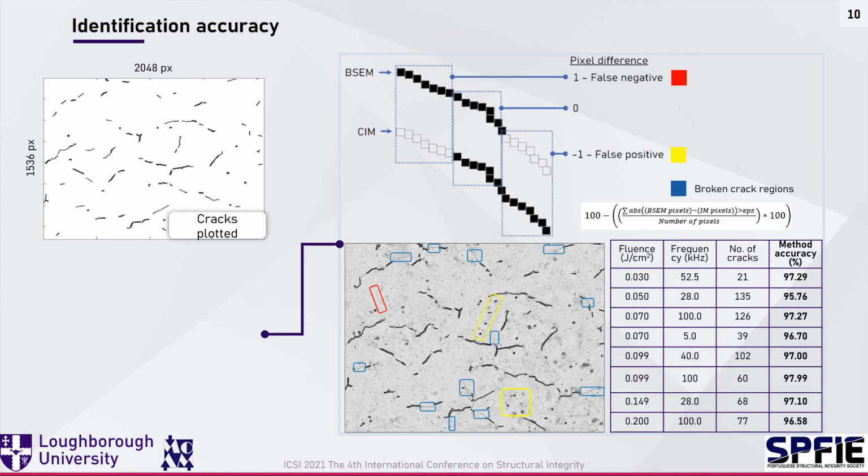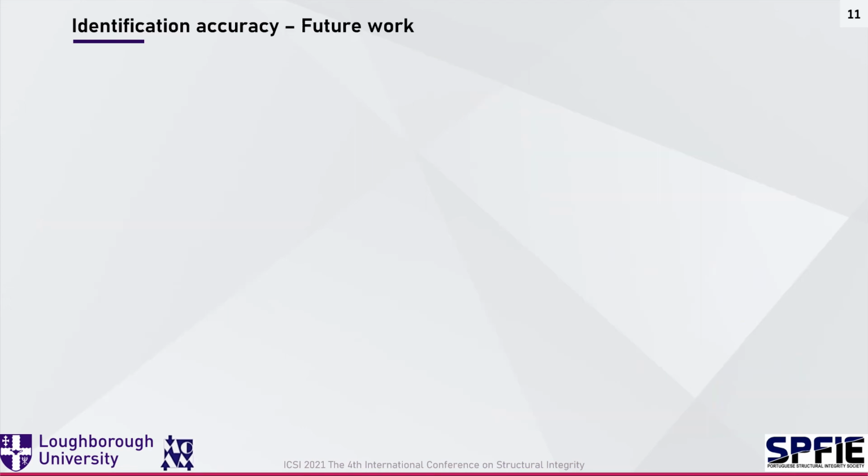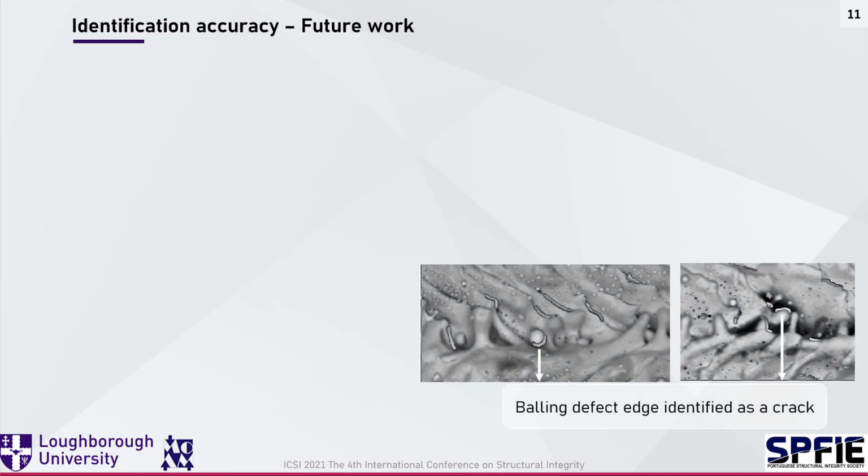Broken cracks were the most common failure mode, with only 39% of results having at least one false positive and 33% of results having at least one false negative. In cases where false positives were high, the method included the edges of defects such as porosity and balling as cracks. Despite the failure mode, the accuracy was still high and comparable to other studies that have been using image processing on macro cracks on concrete.